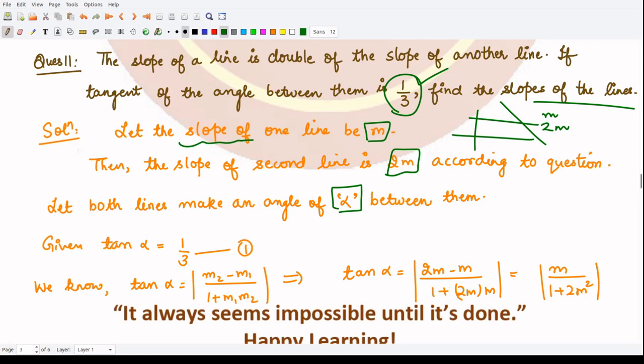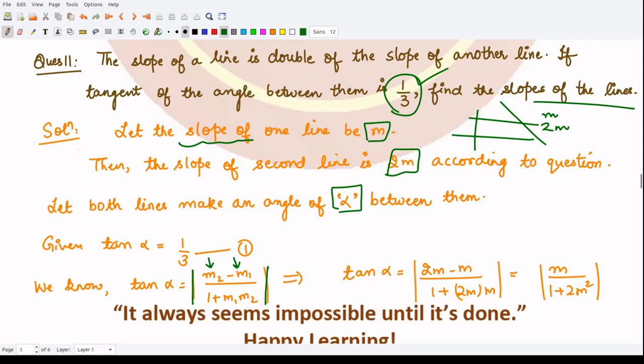Moreover, you know what the angle between two lines is. It is given by the modulus of (m2 minus m1) divided by (1 plus m1 m2), where m2 is the slope of the second line and m1 is the slope of the first line. Here it does not matter what order you take, whether you take m2 to be the slope of the second line or of the first line. It does not matter. Why? Because we are using this modulus here. Therefore, in this case, tan alpha is equal to this expression.